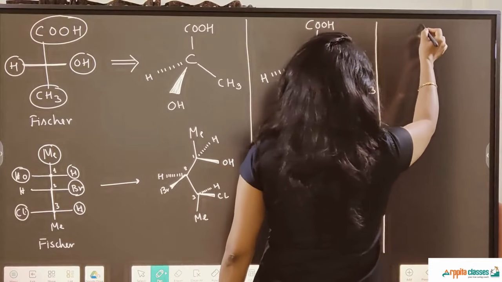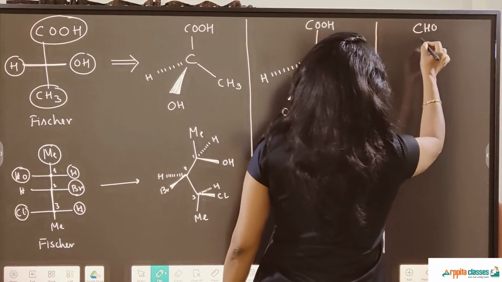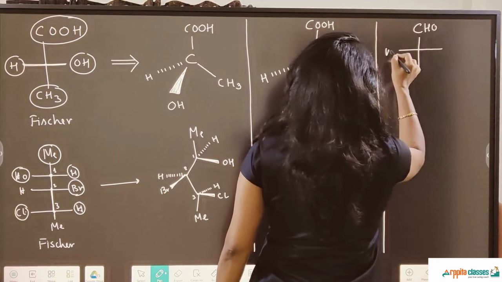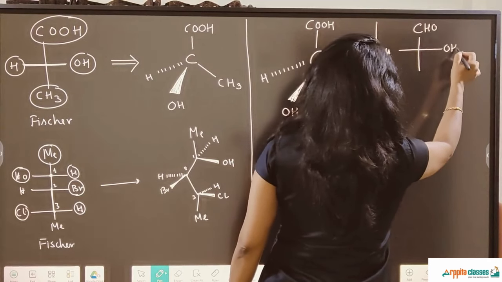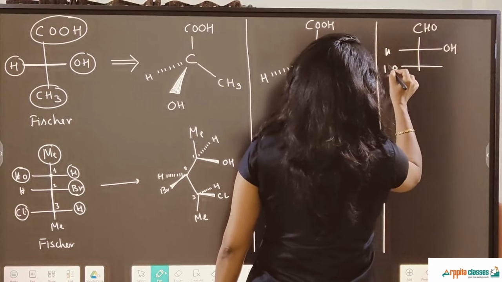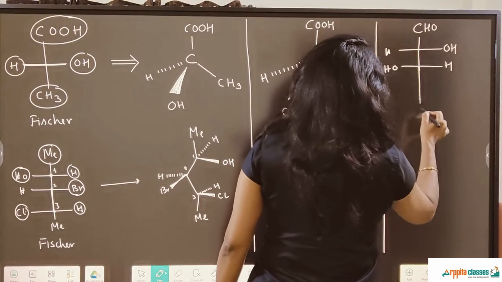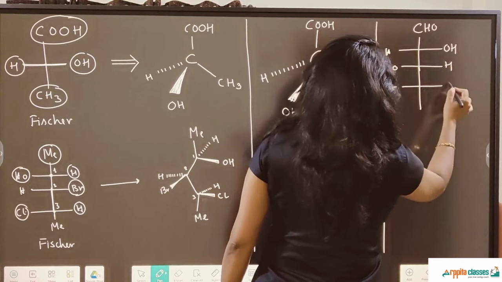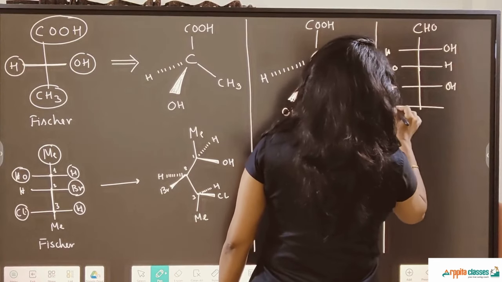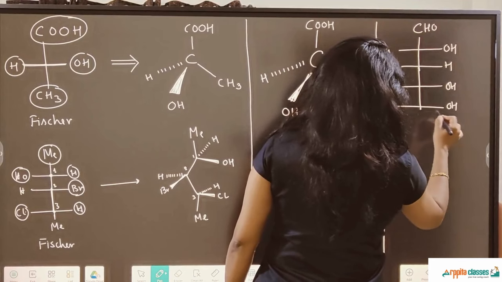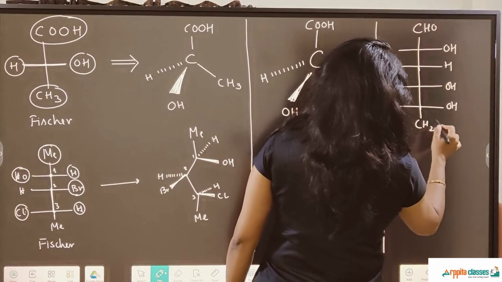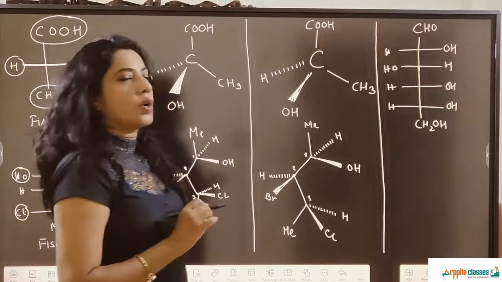Suppose this is, let us draw the glucose molecule, CHO, then this is H and OH. The next carbon OH is this side, the next carbon H is here, OH is this side, next carbon H is here, OH is this side, and last one is CH2OH. So this is your glucose molecule.